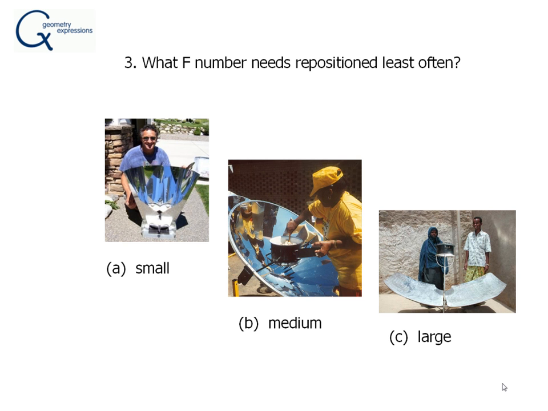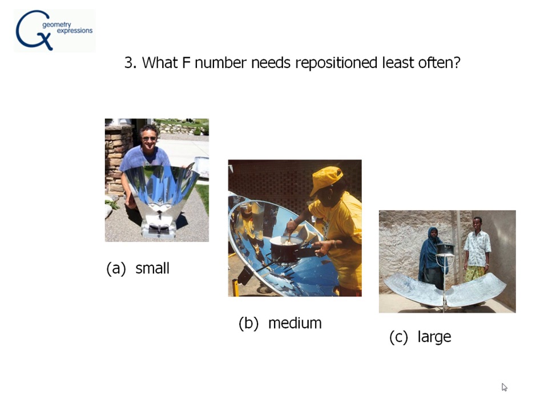The thing, as we discussed in part 1, is that with a parabolic reflector pointed directly at the sun, all the light comes into the focus. When the sun moves on and the parabolic reflector is no longer pointed directly at the sun, you start to lose some of the reflected light. And the question is, to what extent does the F number impact how frequently the mirror needs repositioned?